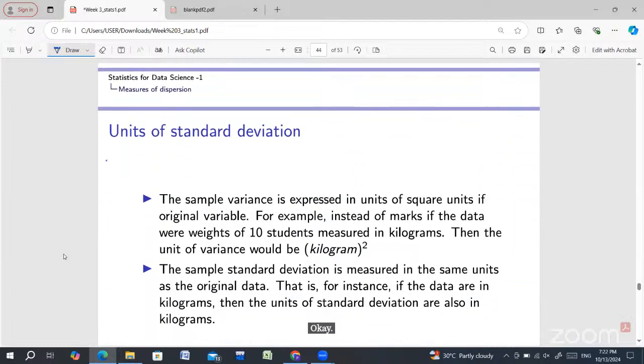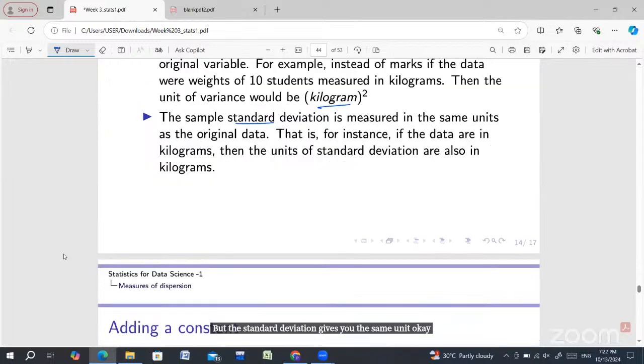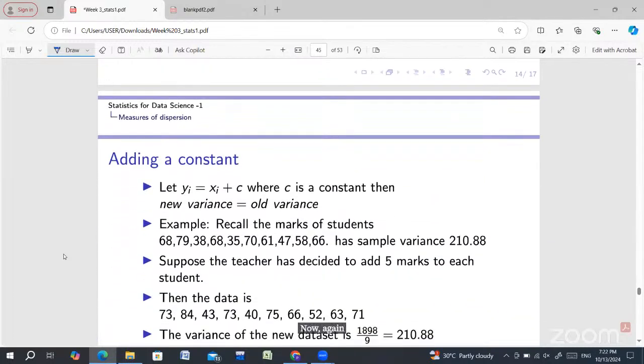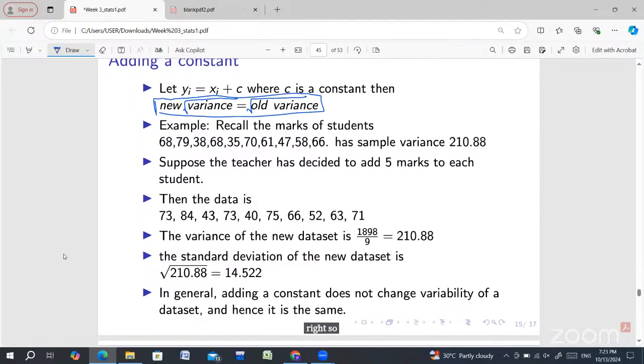So I have explained this: in sample variance the unit gets squared, but the standard deviation gives you the same unit. Now again we will see how it is affected if we add a constant and multiply a constant. You know that variance is not changed if you add a constant, so variance is the same as the old variance. In the standard deviation, you are just taking the square root of it, so this will also not change. So standard deviation will also not change if you add a constant to each data point. And you can verify it.